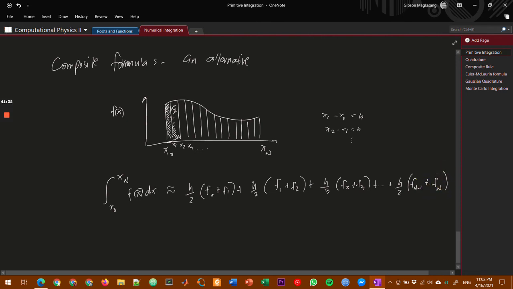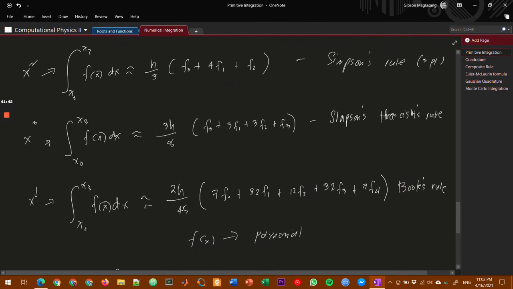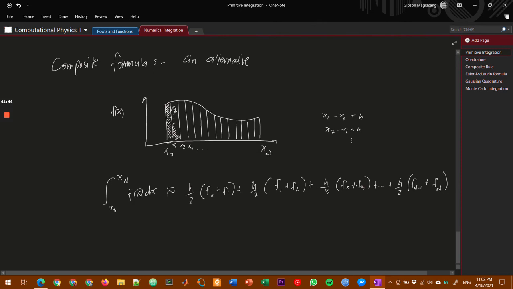So this is a lot easier to handle because atong gigamit lang is trapezoid. Wala ta nag-complicate ato ta sa higher order. Although pwede gihapon na later atong i-apply ni siya ang Simpson's rule with this type of methodology or thinking. We have the composite formula.